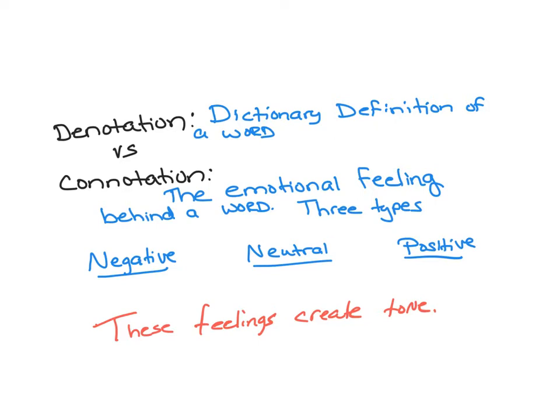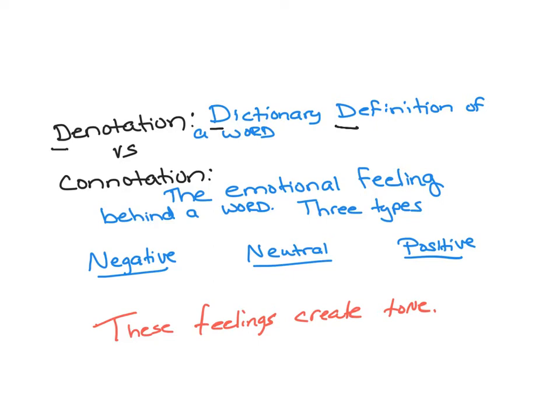Denotation is the dictionary definition of a word. Notice that they all begin with D. So you want to make sure that you know that denotation is the dictionary definition. You're going to want to write this down, okay?